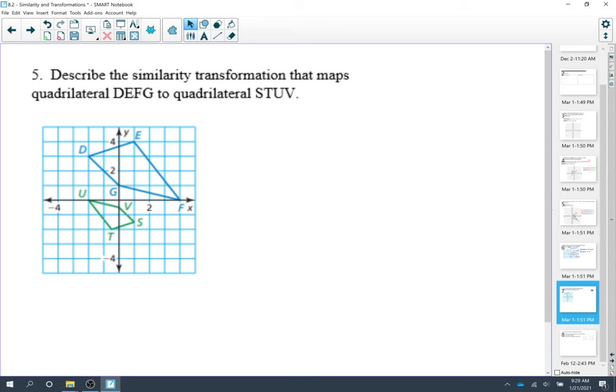Example 5. Describe the similarity transformation that maps quadrilateral DEFG to quadrilateral STUV. So again, make sure you pay attention. You have to get this one to that one. That way you know which direction you're going. So we have to get the blue one mapped onto the green one.